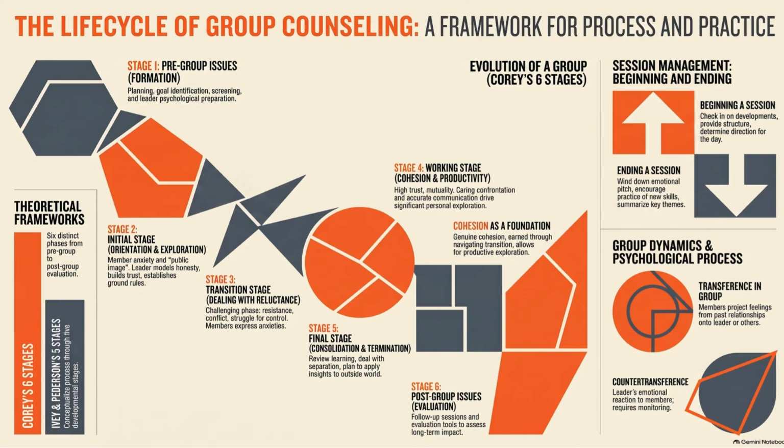We move from the initial stage into what Corey calls the transition stage. Ah, yes. The storm. The transition stage is often characterized by resistance, defensiveness, and outright conflict. It gets messy. Very. Because if the first stage was about inclusion, figuring out in or out, Yalom notes that this stage is fundamentally about power and control. The primary question shifts from in or out to top or bottom.